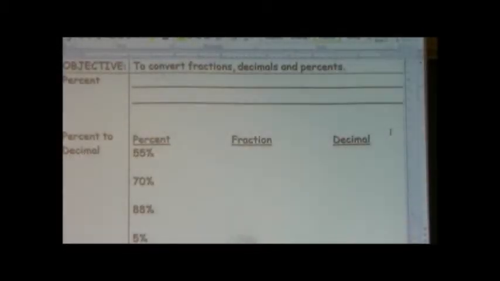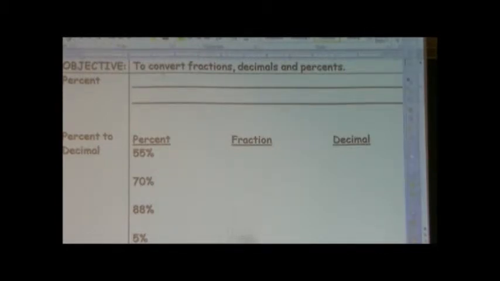Okay, in this video we're going to talk about how to convert fractions to decimals to percents. By now you should know how to convert from percents to decimals, from decimals to percents, from fractions to percents, from fractions to decimals, and from decimals to fractions. So all we're doing in this video is just tying it all in. Okay, so we're going to fill out the class notes right quick so we understand how to do this.